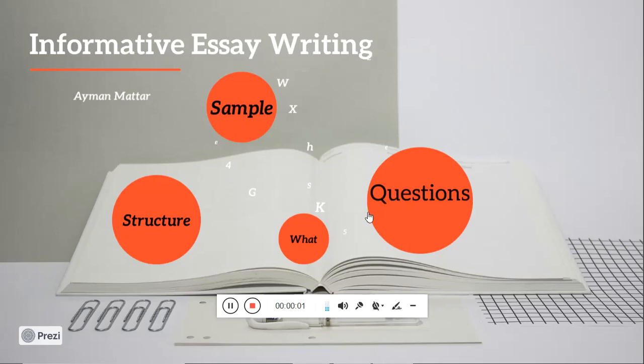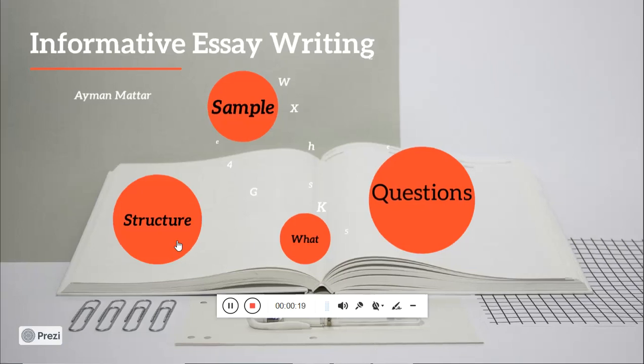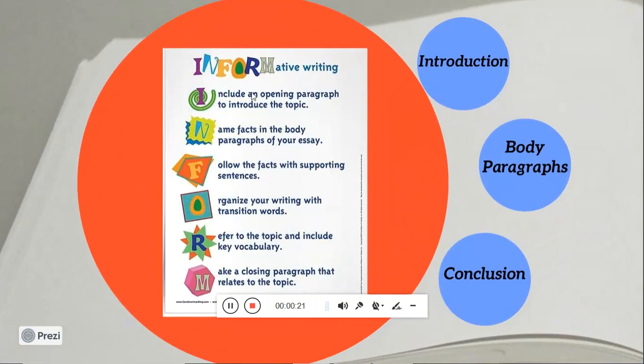Now let's move on to the structure, and let me use a bit of Arabic in order to make it easier for some students. The word structure means in Arabic al-bina, how to write, step by step, how to write an informative essay. Informative writing includes an opening paragraph to introduce the topic.